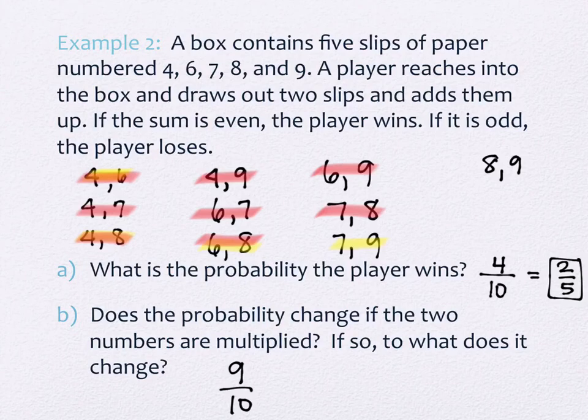Right? So does the numbers multiplied change? The answer is, of course, yes, it changes. And it changes to 9 out of 10 instead of 4 out of 10, which was 2 out of 5.